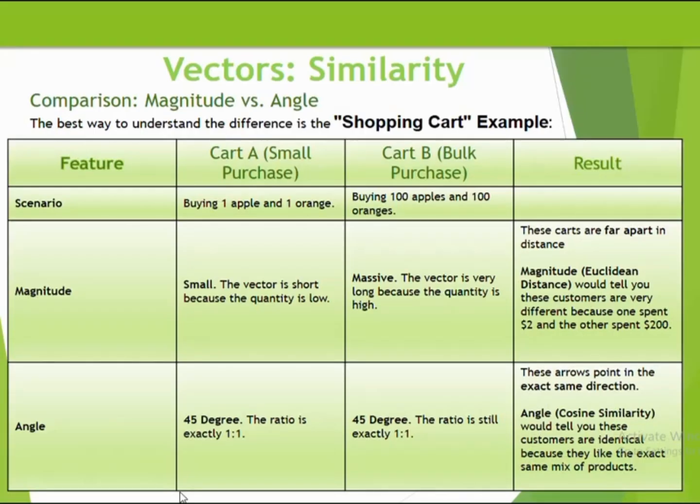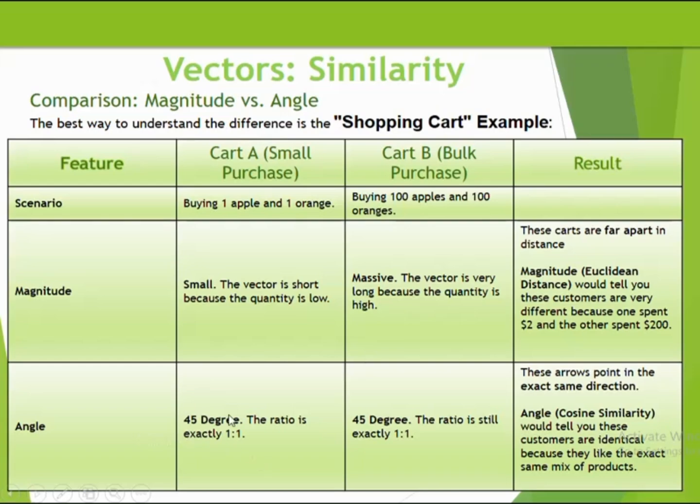Now coming to a much better example, let us try to understand it with a shopping cart example. Let us have a scenario. Cart A is a small purchase, buying one apple and one orange. Cart B is a bulk purchase, buying 100 apples and 100 oranges. Based on magnitude and angle, what can we say? Cart A is a small one, the vector is short because the quantity is low. For Cart B, the magnitude is massive, the vector is very long because the quantity is high.